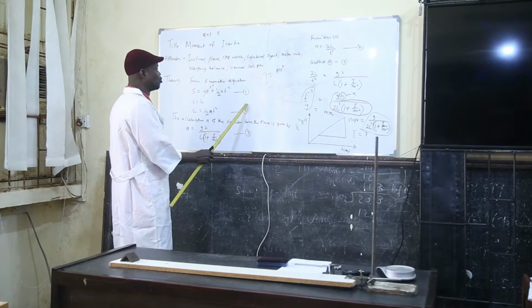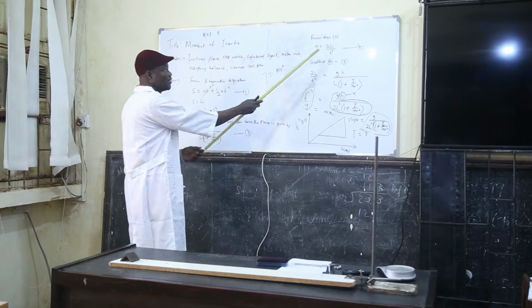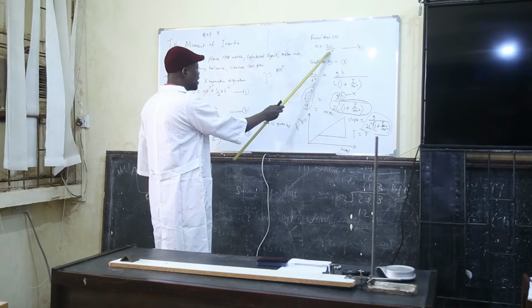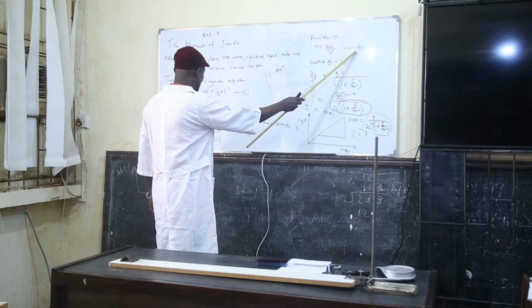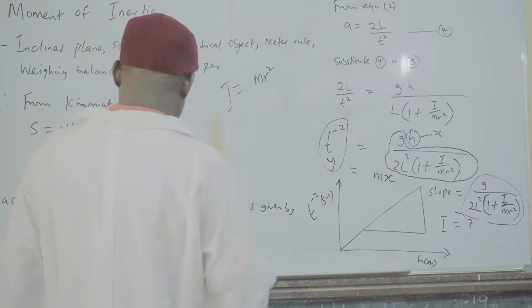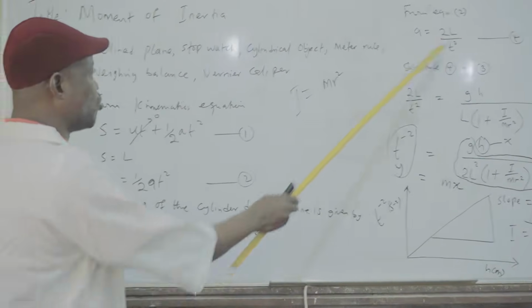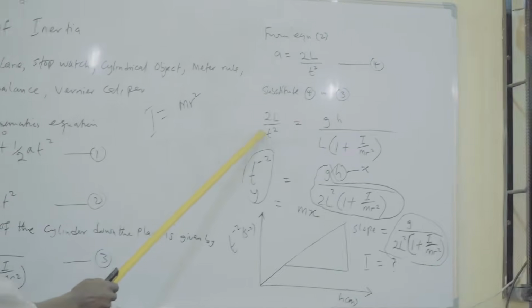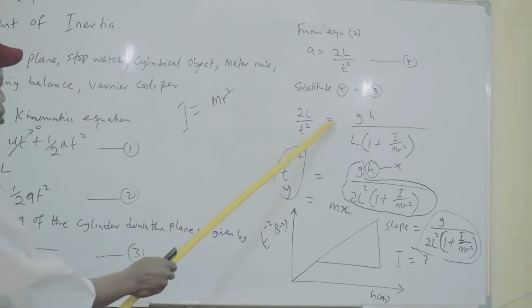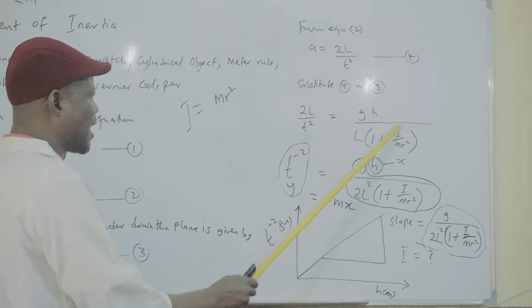So from equation 2, we make a, the acceleration, the subject of the formula. Then we have a equals 2L over t squared. And this makes equation 4. When we substitute equation 4 in equation 3, instead of writing a, we write 2L over t squared. So we have 2L over t squared equals gh over L, bracket 1 plus I over mr squared.